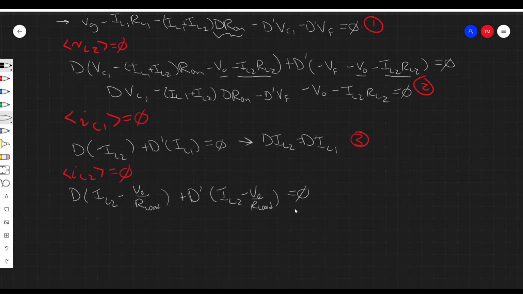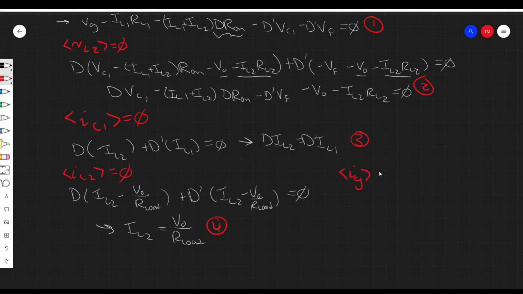And we know from CCB, steady state, this should be equal to 0. And again, we see in both switching states, the same component, D plus D prime is equal to 1. That means that it's saying that IL2 is equal to V out over R load. This is equation 4. And we have one more equation, and that's the input equation, right?